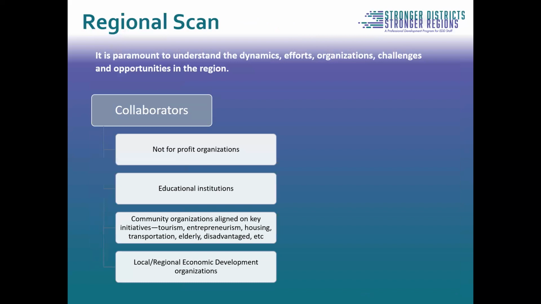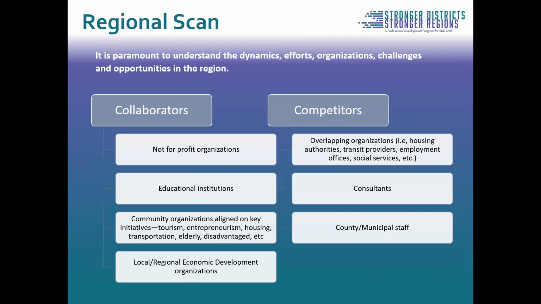As I said earlier, it's important to understand who's in the region. So take time to do a regional scan. Understand who the potential collaborators are or the existing collaborators are. Oftentimes, what we find is some of the best collaborators are your not-for-profit organizations, your educational institutions, and community organizations that are really aligned around issues that you're trying to advance as an organization as well. And last but not least, also engage with and collaborate with your economic development organizations. You are, after all, an economic development district, and that should be part of your scope and mission. But it's also important to understand what are the competitors out there in that marketplace as well.